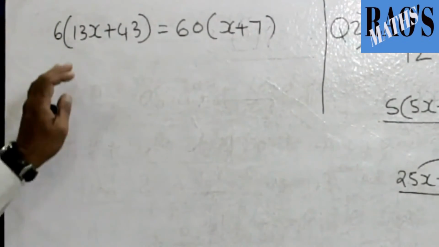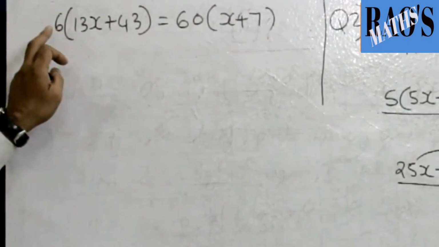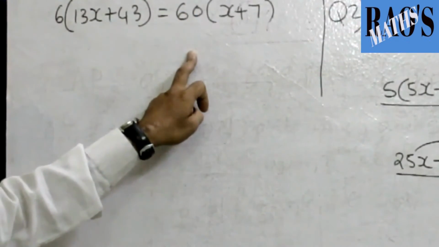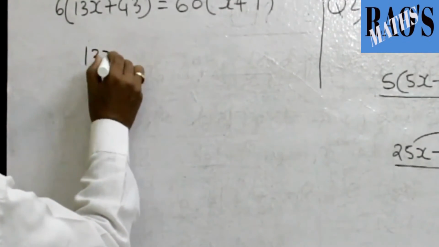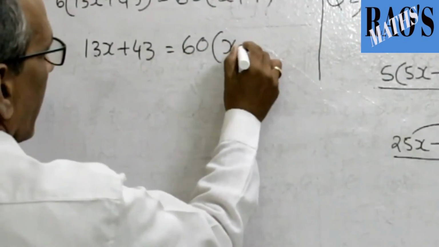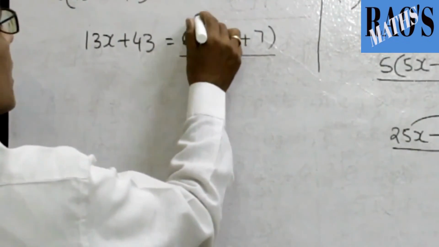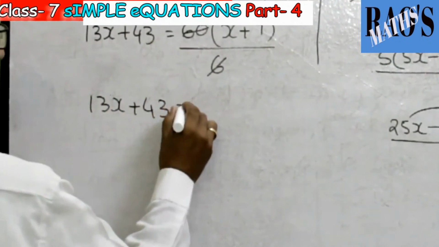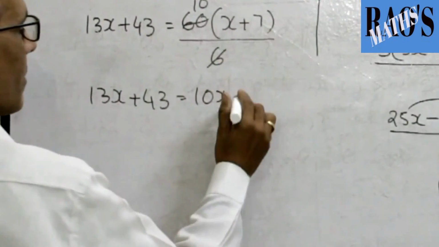Here I don't multiply the binomial with this factor 6 and also 60. I transpose this 6, because 6 is a factor of this binomial. When I transpose this, 60 and 6 get simplified. That's my idea. So I copy this binomial on the LHS, that is 13x plus 43 is equal to 60 of x plus 7 by 6, so that I can reduce this. Now I multiply. So 13x plus 43 is equal to 10 of x, 10x, plus 10 of 7, plus 70.